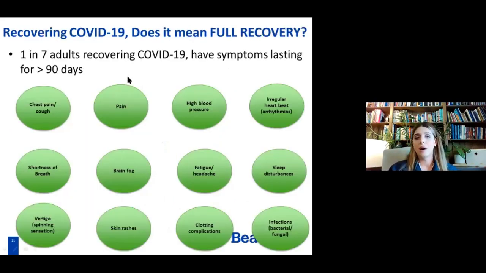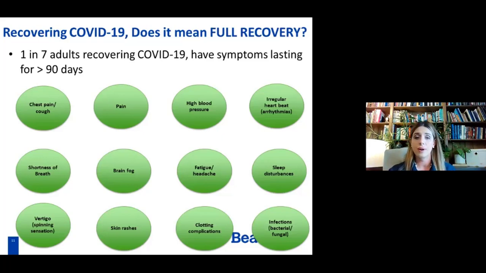So even after recovery, when we say full recovery, do patients really recover if they survive COVID? What we're finding now that we've been into this for, like I mentioned, about 11 months, is that there are complications, and a lot of it goes back to patients' baseline demographics, baseline disease state, what treatments they received, as well as how bad the inflammation was during their course of infection. And the symptoms are lasting for more than 90 days. On average, about 1 out of 7 adults that are recovering are having lasting symptoms.